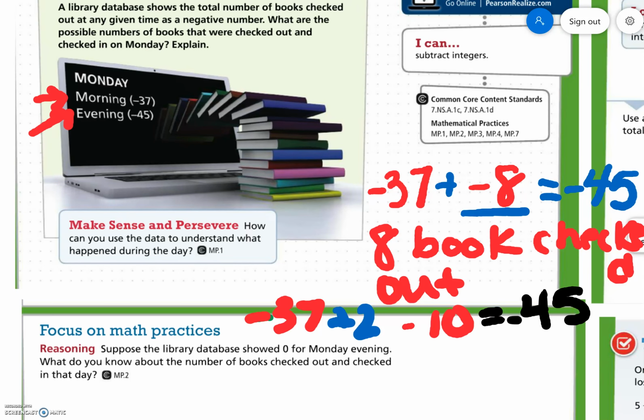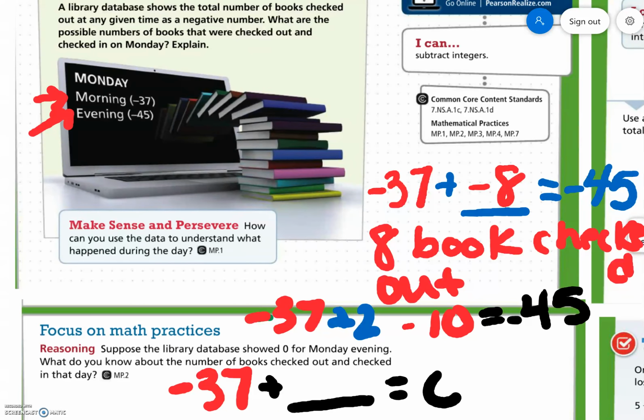Suppose the library database showed a 0 for Monday evening. What do you know about the number of books checked out and the number of books checked in that day? So if we start with negative 37 and something happens and we end with 0, what type of numbers combine to make 0? It's one of your vocab words. Opposites. Opposites combine to make 0.